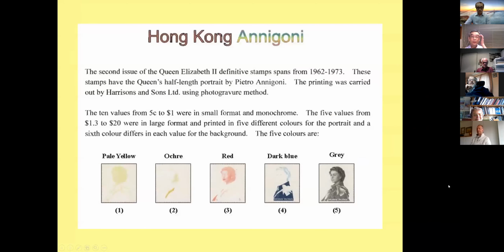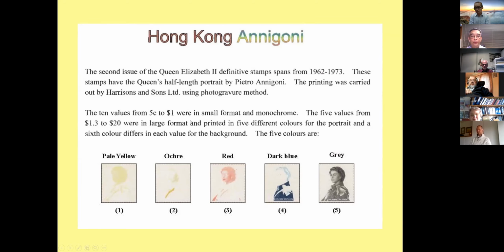So this is in fact the second issue of the definitive stamps, and it spans from 1962 to 1973, just after the first issue Nick has just shown. The printing was carried out by the printing office, Harrison and Sons, using a new method called photogravure. I will tell you how this method works in a moment.